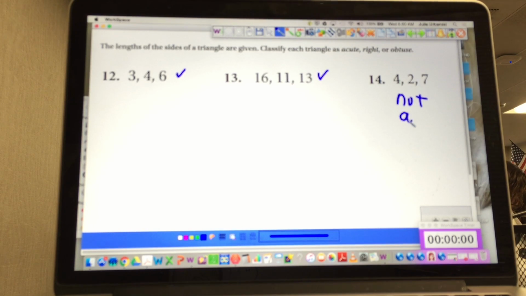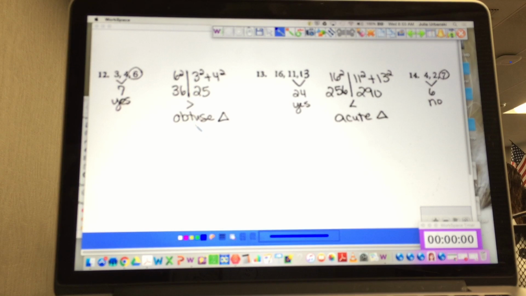So don't give a triangle a name if it doesn't exist. Because the 4 and the 2 only makes 6, and that's not big enough to overlap a 7. Okay. Obtuse? Good, for 13 did you get acute? All right, so go ahead and finish number 15.